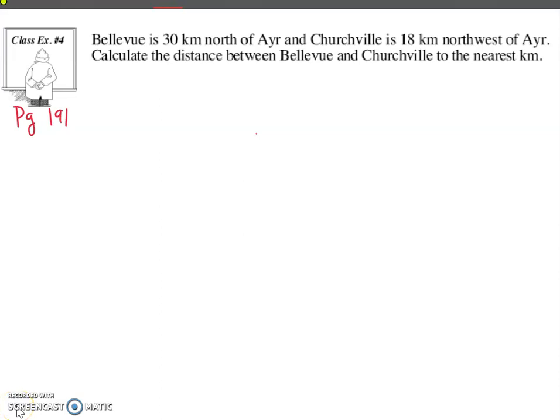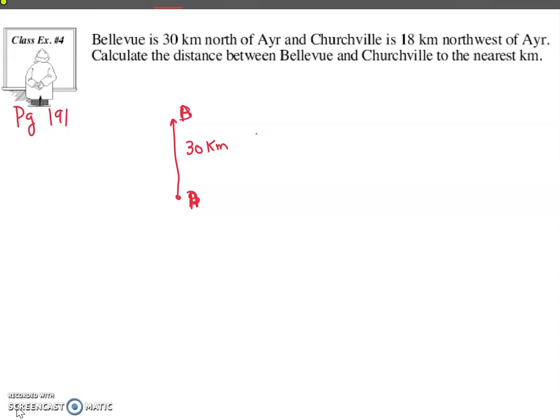All right, now let's take a look at example number 4 on page 191. So it's a word problem. We have Bellevue is 30 kilometers north of Air. So we have a town called Air, and to the north of it, so if I go straight up, that would be north. Going 30 kilometers in that direction is another town called Bellevue. So let's just call it, Bellevue is 30 kilometers north of Air. So Air is here and Bellevue is here.